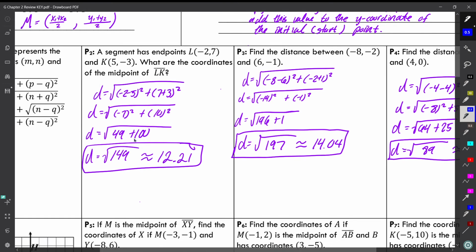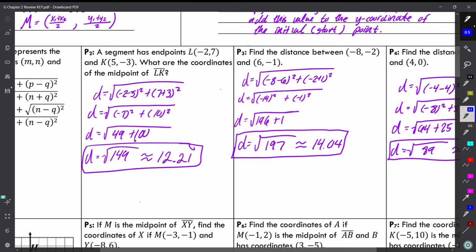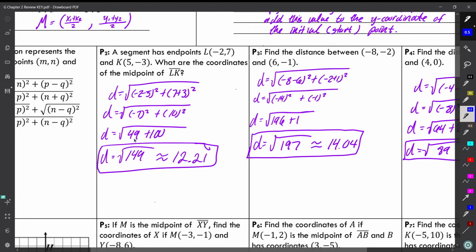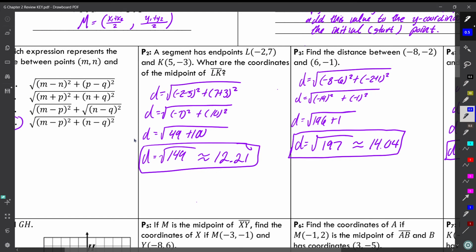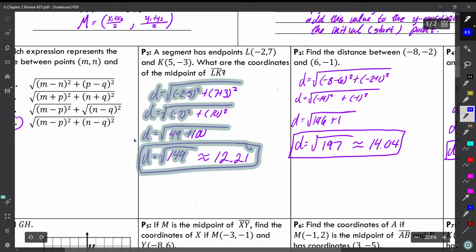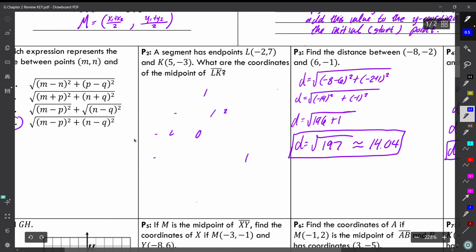Number 2, a segment has endpoints L(-2, 7) and K(5, -3). What are the coordinates of the midpoint of LK? And I just noticed that it's asking for the coordinates of the midpoint, and my solutions are wrong. So this is a prime example, people, of why you need to read the question and not go too quickly through it like I did.